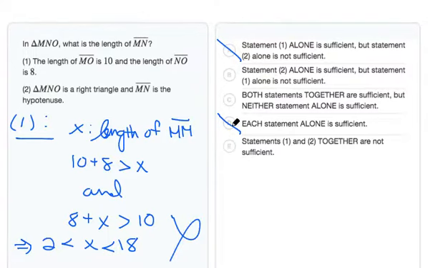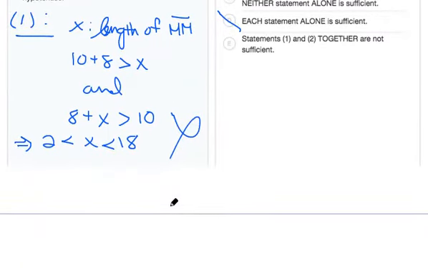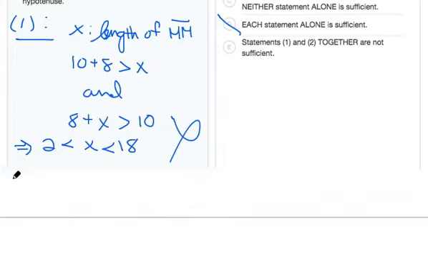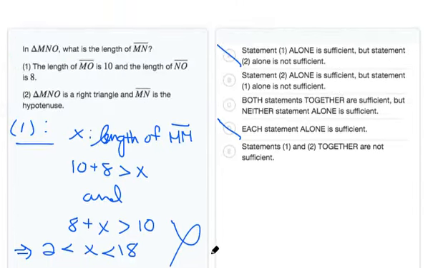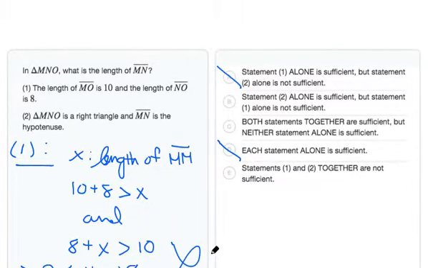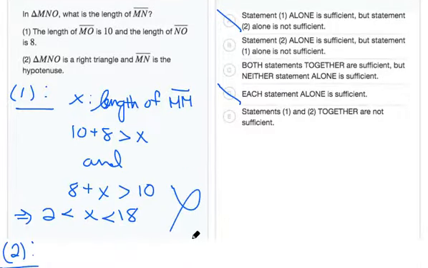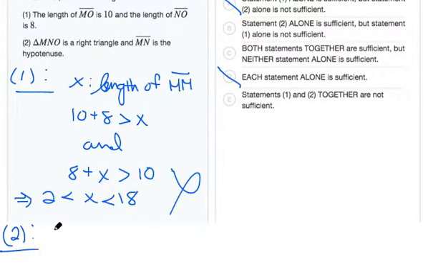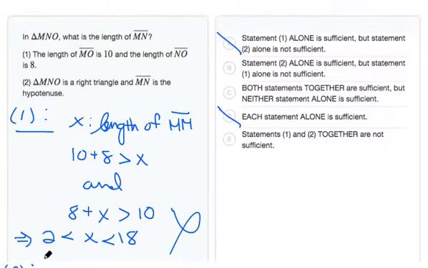Now let's consider statement 2. Scrolling down a little bit to give us some room. We're given that triangle MNO is a right triangle, and that's not enough information to help us determine the length of line segment MN. This statement alone is not sufficient. So we can eliminate answer choice B.